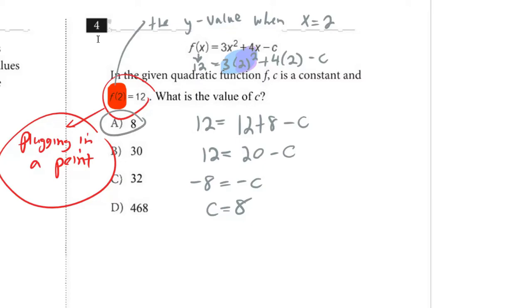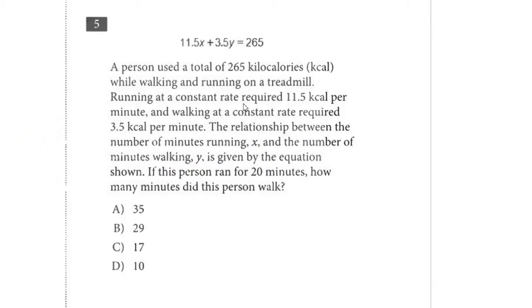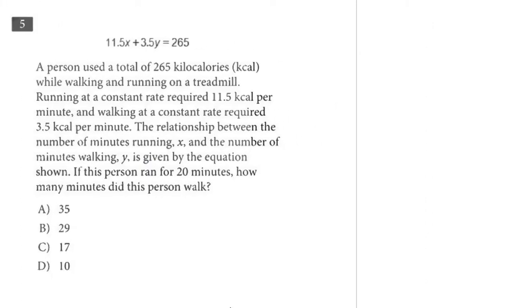Now we're going to question number 5. Okay, so here we have an intimidating looking word problem, a big paragraph, and whether we admit it or not, it sort of rubs people the wrong way when they first see it. But what we can do in order to feel better about this is describe our variables. So x is the number of minutes running. Y, we're being told, is the number of minutes walking.